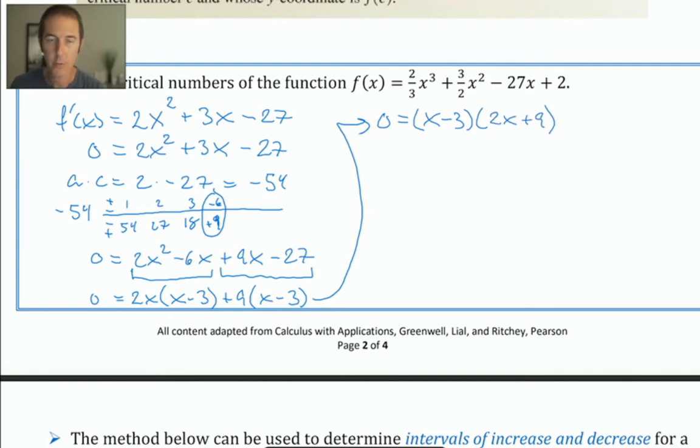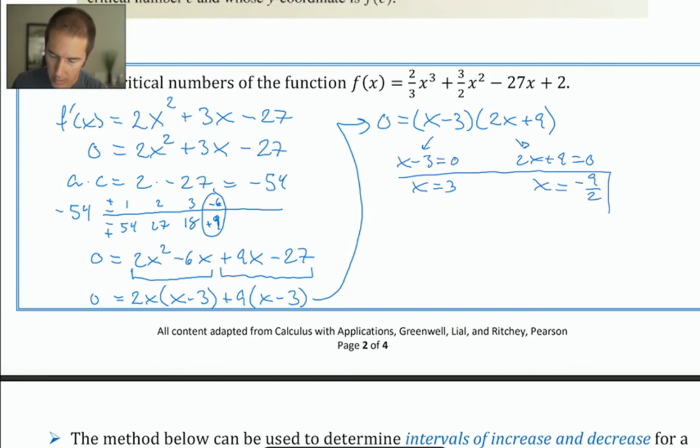And now we can use the zero product property and set each one of these factors equal to 0 and solve. So x minus 3 equals 0, 2x plus 9 equals 0, x equals positive 3, and x equals negative 9 halves. These, ladies and gentlemen, are our critical numbers.